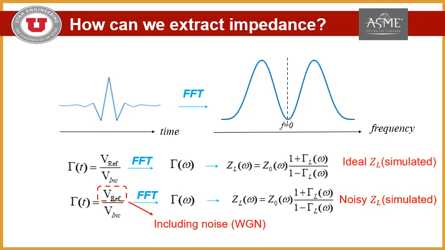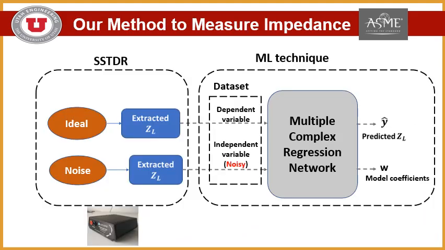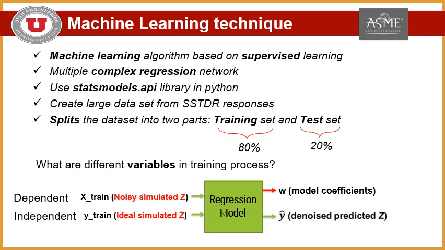In the two previous steps, our method used SSTDR responses to simulate the extracted ZL in different situations as the input dataset for our machine learning network. Then we need to train the machine learning network to predict complex impedance precisely. So we are using a machine learning technique to train our network. The machine learning used here is based on supervised learning, and we are using a multiple complex regression network, mostly used for finding out the relation between the variables and forecasting.